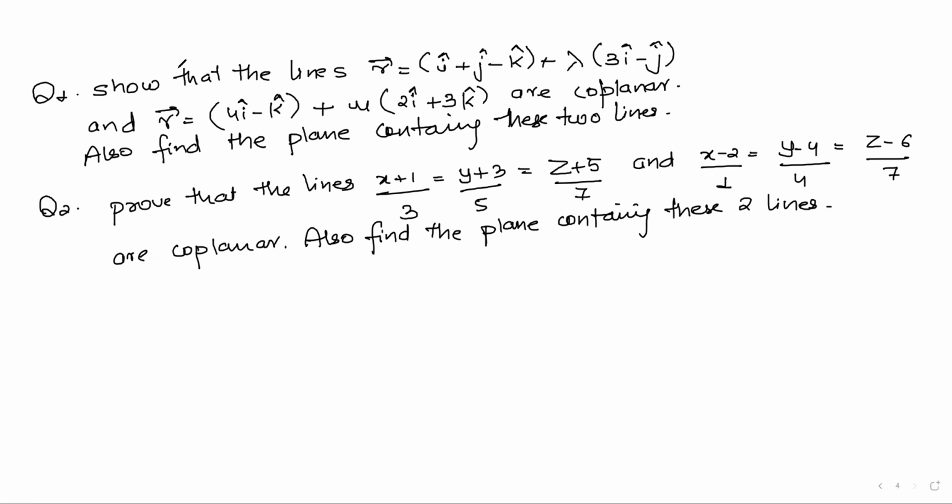Minus 2y plus z is equal to 0. Very good question. Yes, correct. We try the next question.